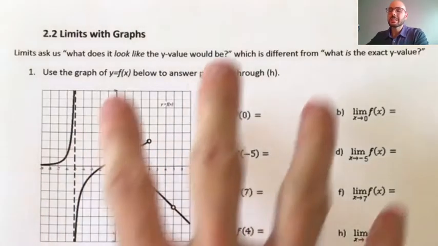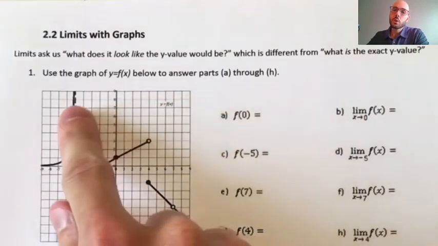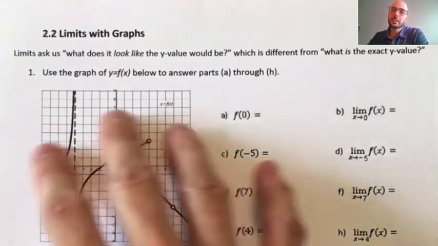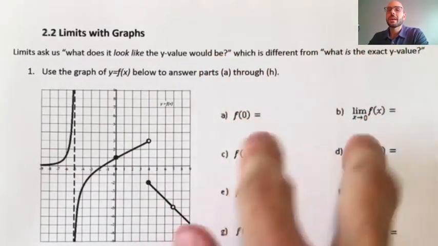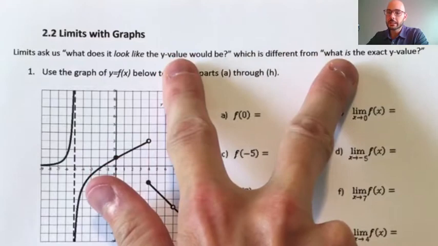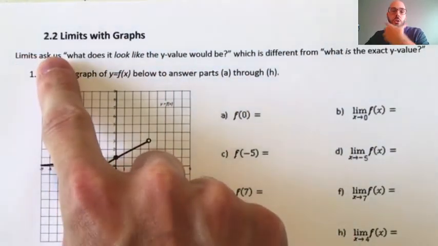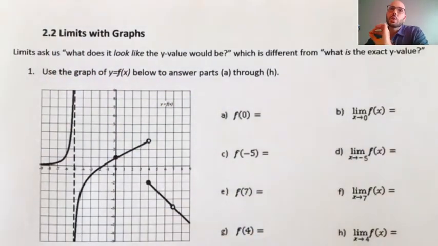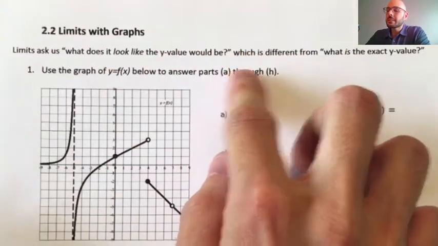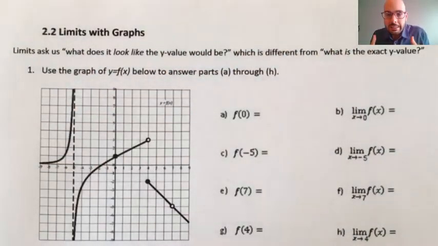So what we're going to do is focus on this handout. We have one graph drawn here with a lot of kind of crazy stuff going on, and those are going to affect our limits. But one thing that I like about this sheet is it emphasizes the difference between two things. Limits, which is our new concept for the day, is asking us what does it look like the y value would be or should be based on the evidence, which is different from what is the exact y value. So it's almost like what should it be based on what's happening nearby, not what is it when I look at it.